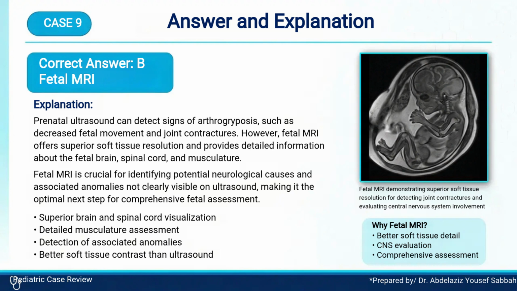Its advantages include superior brain and spinal cord visualization, detailed musculature assessment, detection of associated anomalies, and better soft tissue contrast than ultrasound. Amniocentesis alone for chromosomal analysis would miss the soft tissue and central nervous system detail needed here. Maternal autoimmune panel is an indirect investigation and not the most informative next step. Repeating ultrasound in 2 weeks would delay the comprehensive evaluation needed urgently at this gestational age.